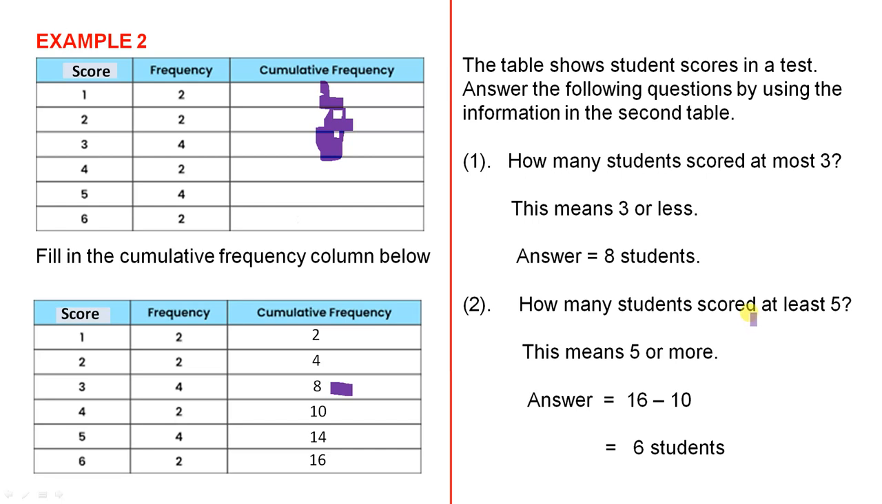How many students scored at least 5? At least 5 means 5 or 6. So 4, 3, 2 and 1 are not counted. So we take the 16 and we have to subtract the 10. So 16 take away 10 gives us 6. So 6 students scored at least 5.